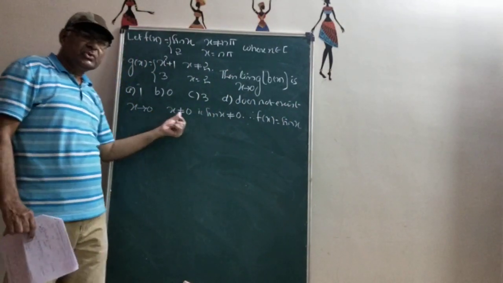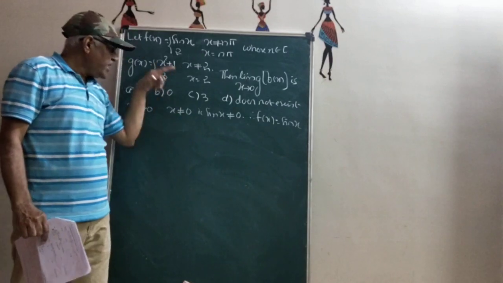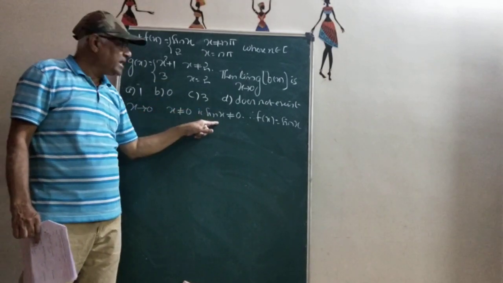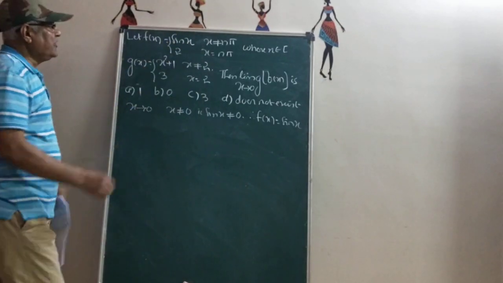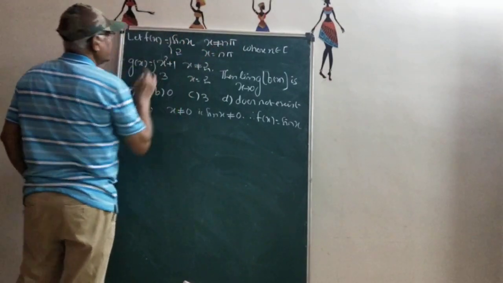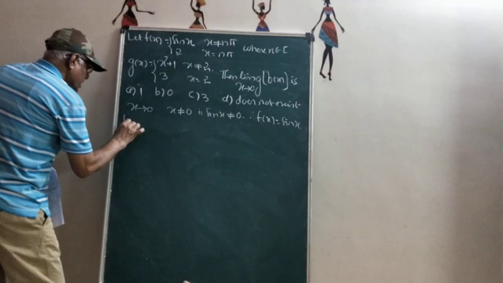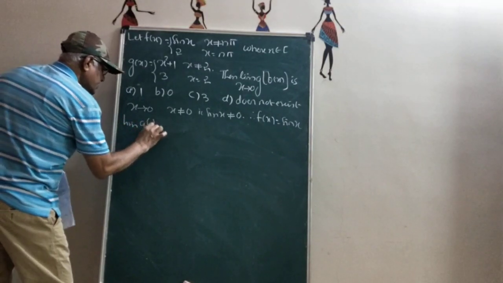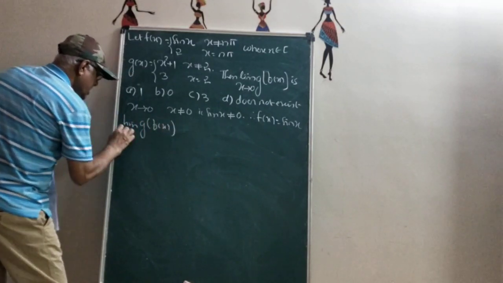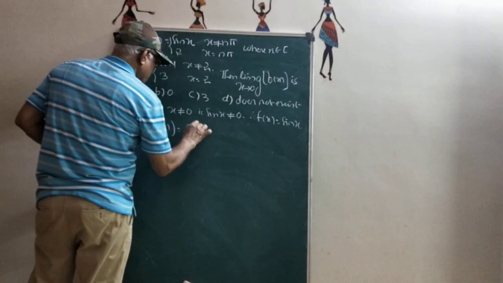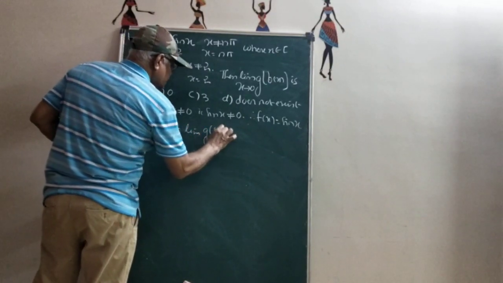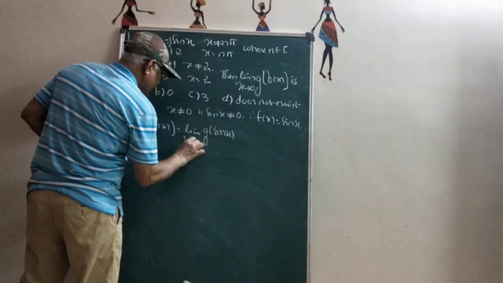X tends to 0 means what? X value is not equal to 0. When x is not equal to 0 means what? Sin x is not equal to 0. So therefore, what must be the value of f of x? F of x must be equal to sin x. Therefore, limit of g circle f of x as x tends to 0 is equal to limit of g of sin x as x tends to 0.